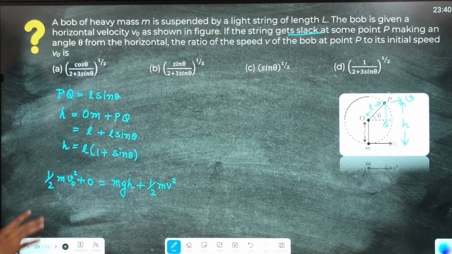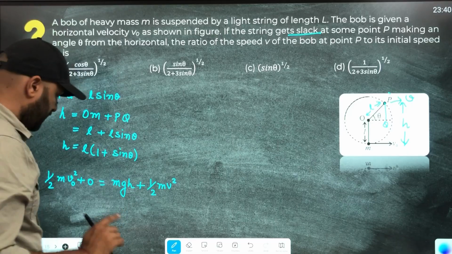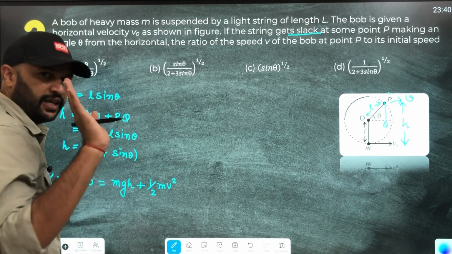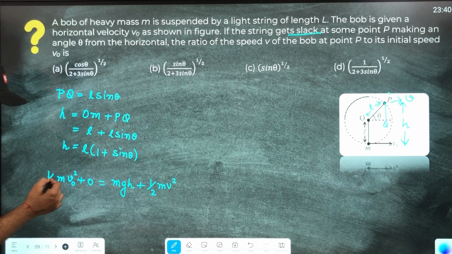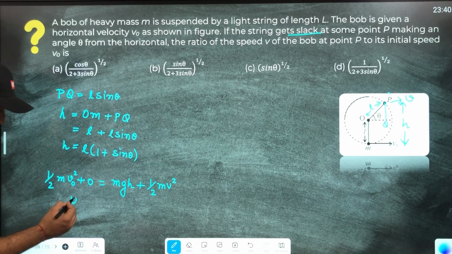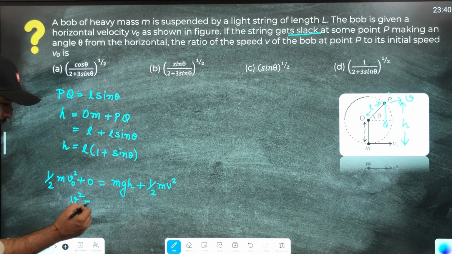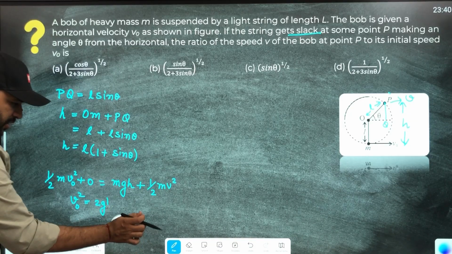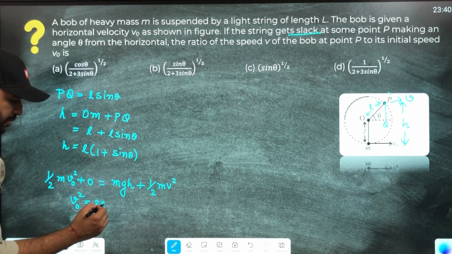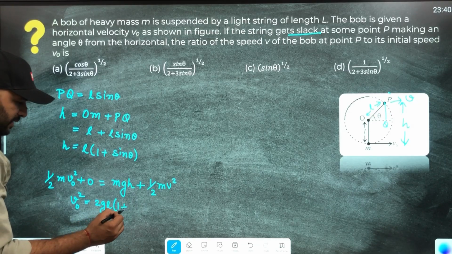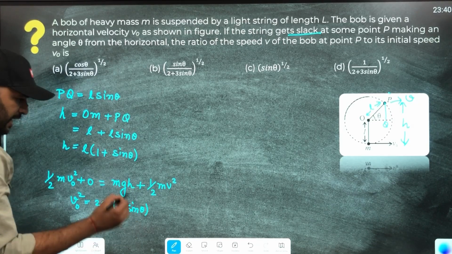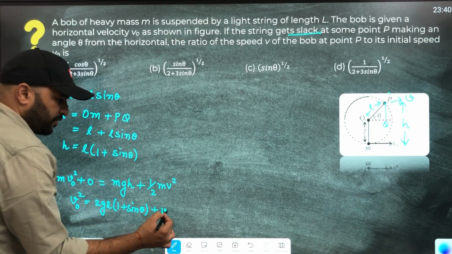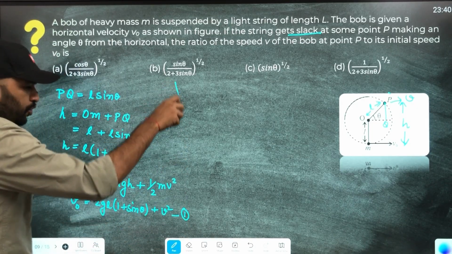Let's multiply the whole equation by 2 and divide the whole equation by m. Multiplying by 2 eliminates this 2, and dividing by m removes the m. I'm left with v naught square equals 2gh. What about H? Can we substitute it? Yes, of course. Substitute H as L times 1 plus sine theta, plus v square. This is equation number 1.